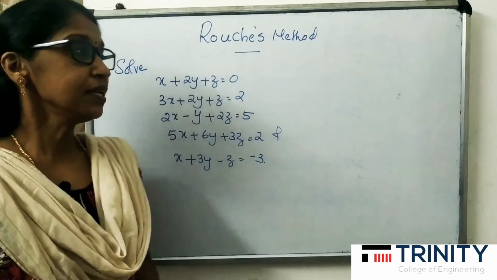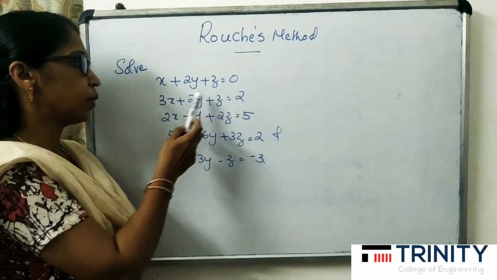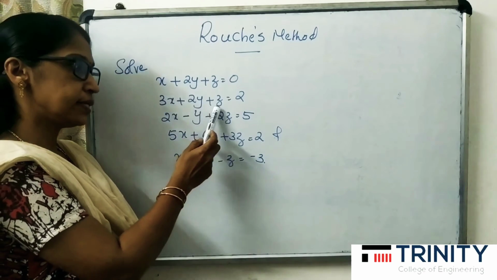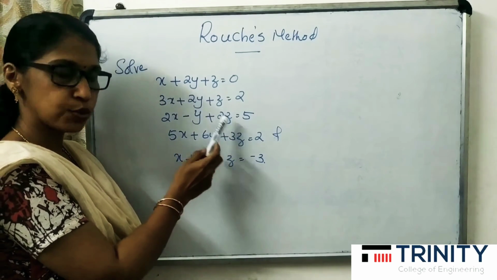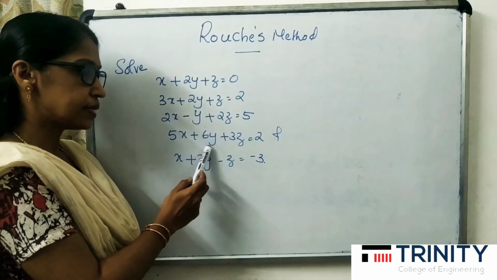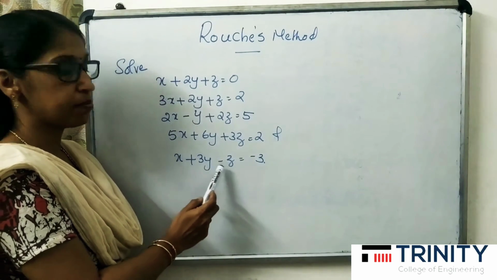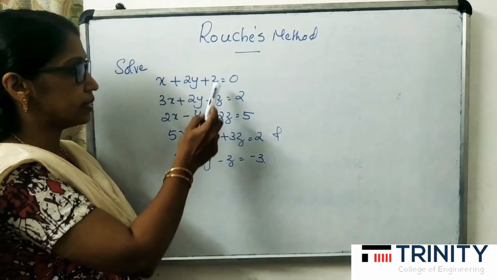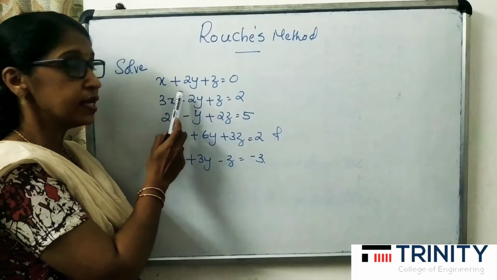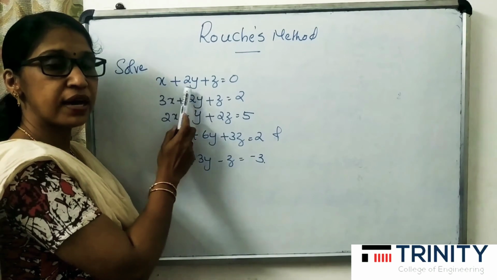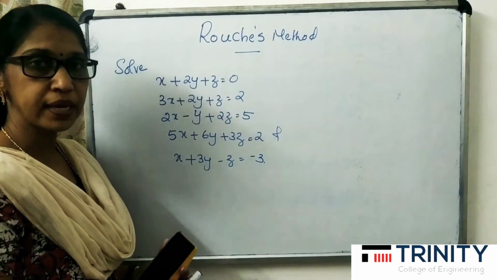Now the first question: solve the system of equations x plus 2y plus z equal to 0, 3x plus 2y plus z is equal to 2, 2x minus y plus 2z is equal to 5, 5x plus 6y plus 3z equal to 2, and x plus 3y minus z is equal to minus 3. There are 5 equations here, and how many unknowns? 3 unknowns: x, y and z. So first we have to form the augmented matrix.